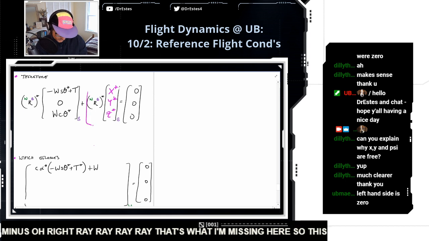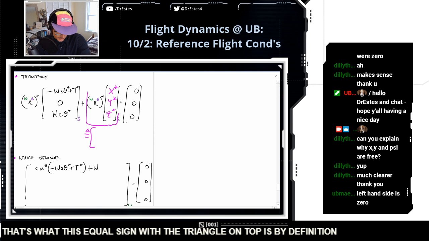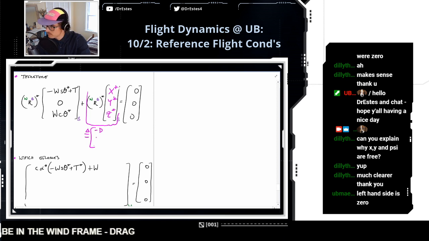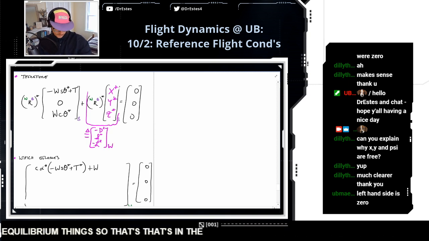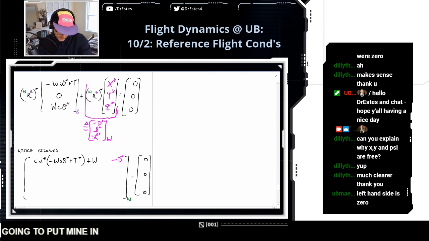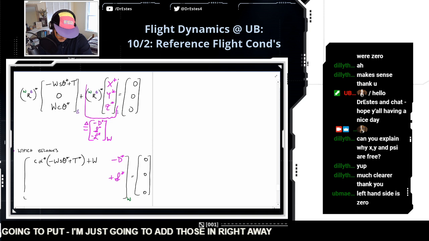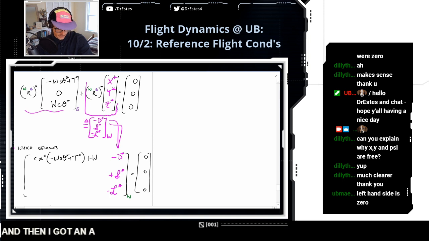So this term right here, if you multiply that rotation matrix by x, y, z, we defined this by definition. So that's what this equal sign with the triangle on top is. By definition, that's going to be in the wind frame, minus drag, positive side force, and minus lift. And we'll put those equilibrium things. So that's in the wind frame. So at the end of each line here, I'm just going to add those in right away. Minus lift. So that's this piece. And then I've got to add this piece.